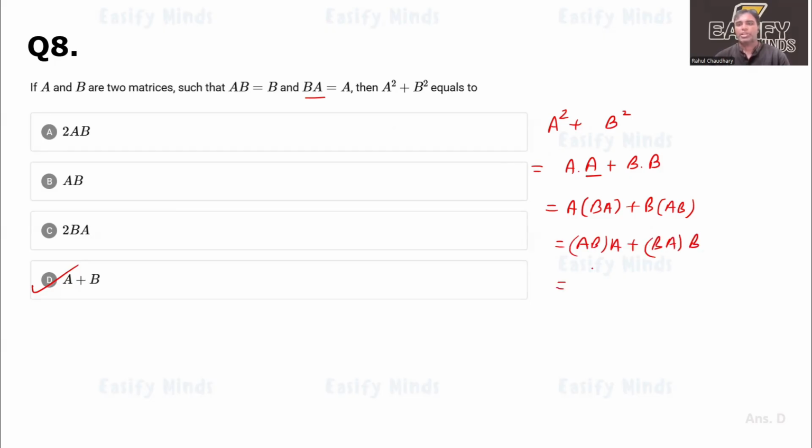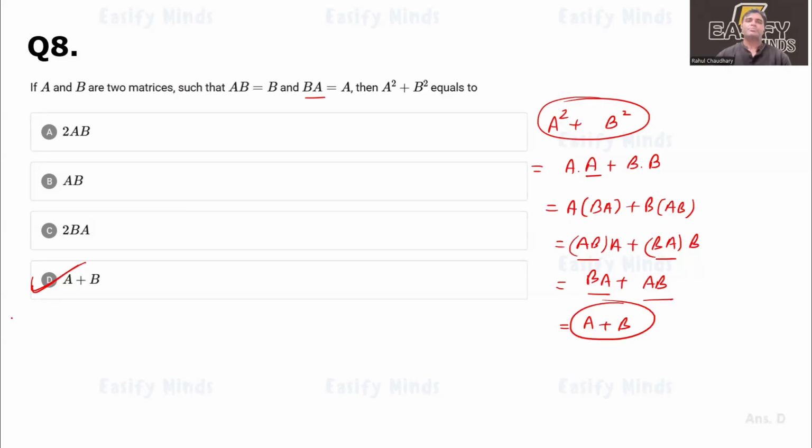I am just shifting the brackets. AB is how much? B. BA is how much? A. BA is again A and AB is again B. So A square plus B square is equal to A plus B. That is option D. Clear? Anyone have any doubt? They can ask.